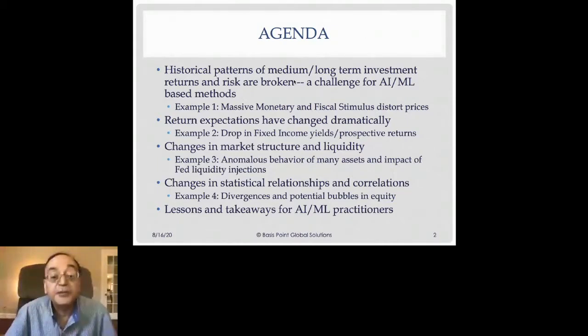And this particularly applies to the equity markets, where there's been a pretty significant bubble in tech stocks, which has actually been, oddly enough, exacerbated as opposed to pricked by the virus. So we will conclude then with some of the lessons and takeaways for machine learning practitioners who are trying to put some of the signals that they perceive in historical prices into play in predicting returns.